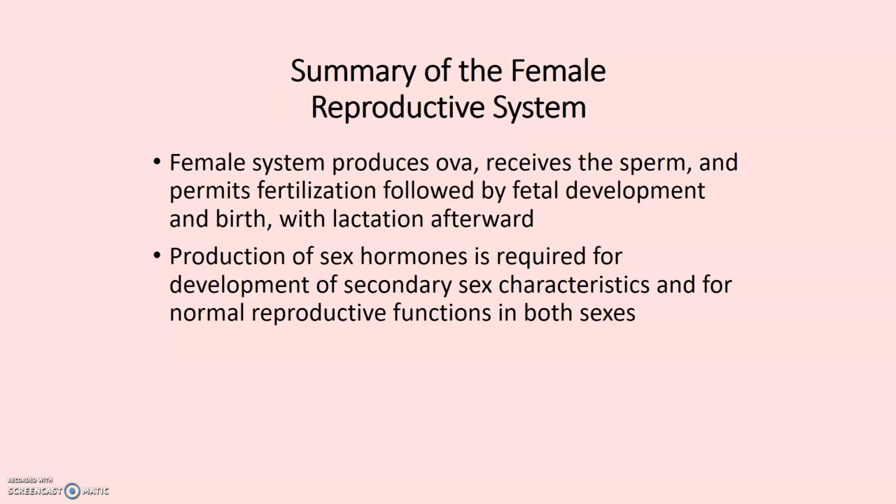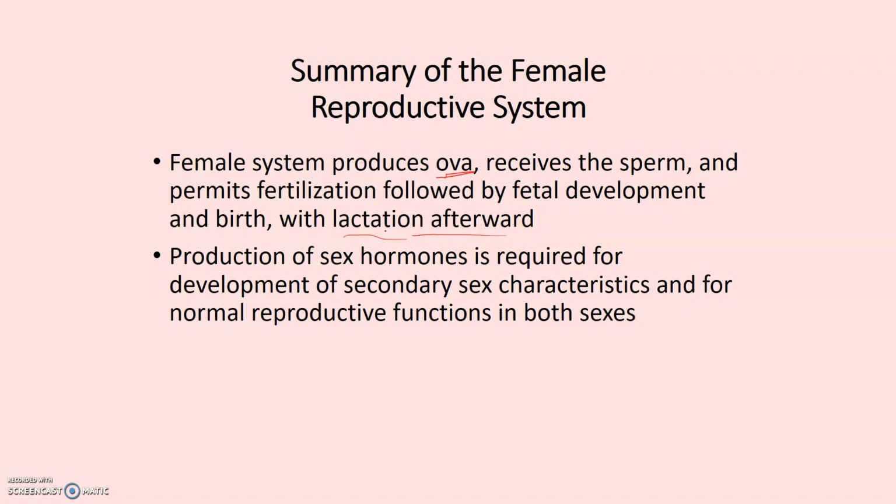So as a summary, the female system produces ova, not eggs, ova. It receives sperm from the male. It permits fertilization to occur, usually in the fallopian tubes, actually. Then fetal development proceeds after fertilization when the zygote implants itself into the fully matured endometrial lining inside of the uterus. And then lactation occurs after the baby is born.